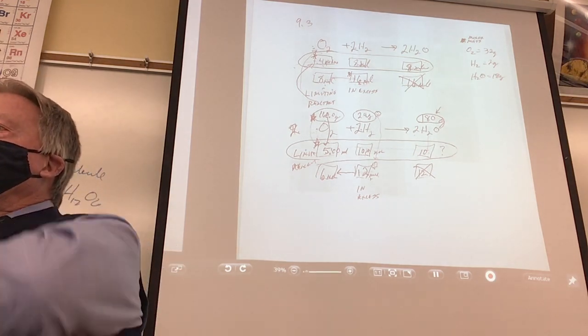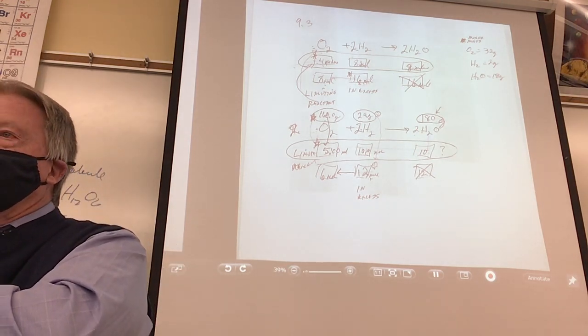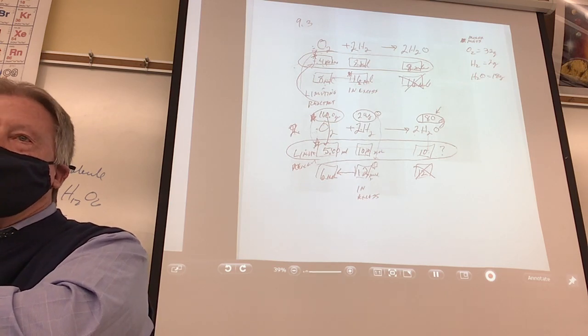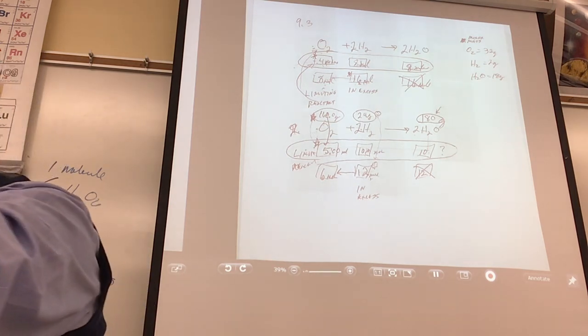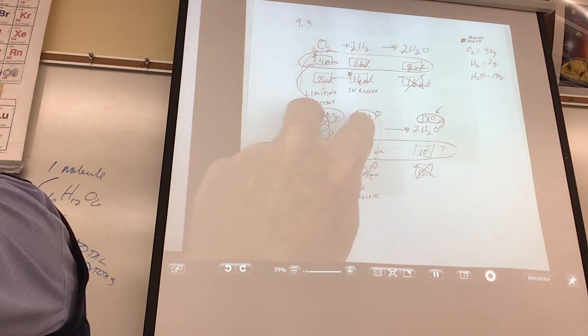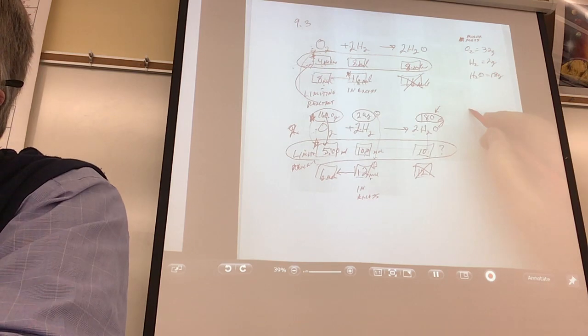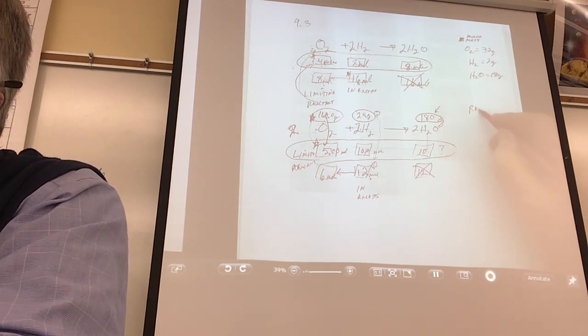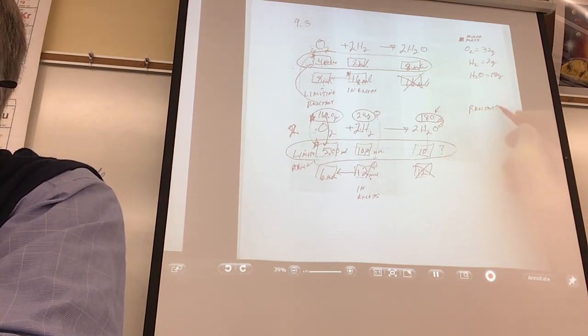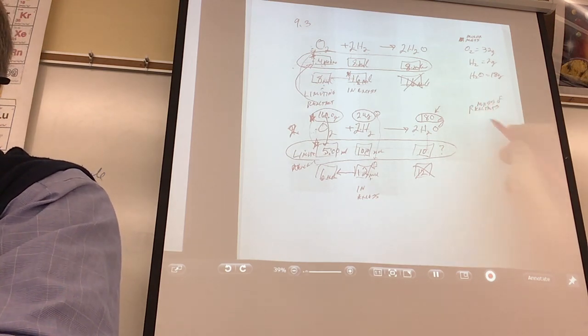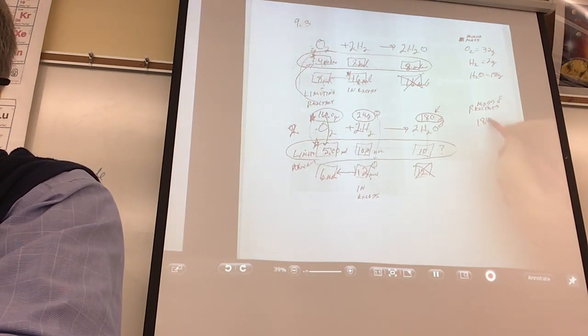Okay. You guys are honor students, so I'm going to ask you a hard question. Last week, I want you to add these up and compare it to that number there. What is the total mass of the reactants? What's the mass of the reactants? 184 grams. What is the mass of the product?